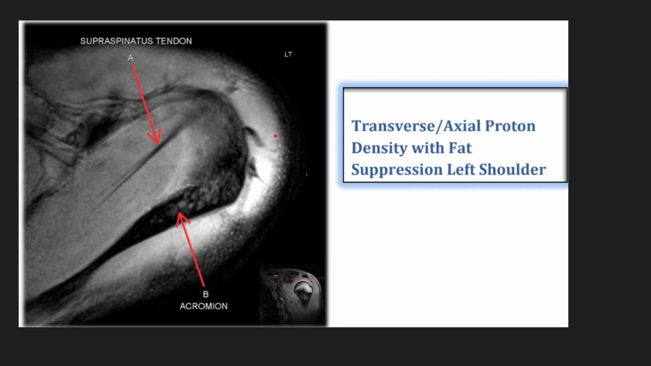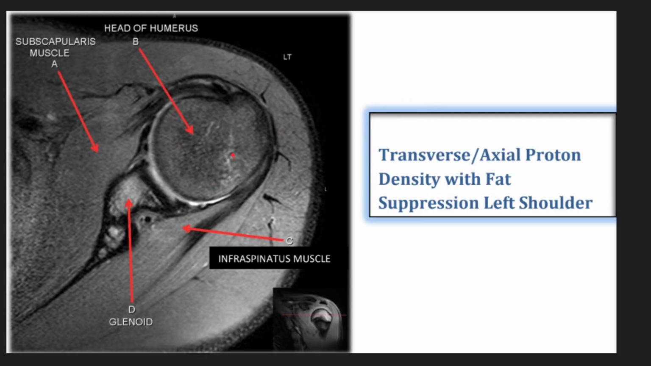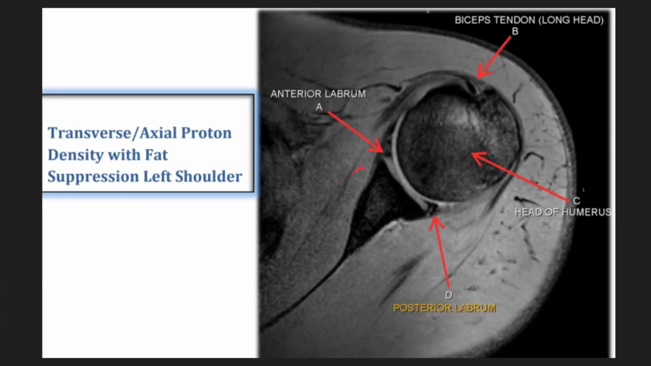Onto the shoulder you have the supraspinatus tendon, and here's the acromion there. Coracoid process, deltoid muscle here, infraspinatus tendon, supraspinatus muscle, head of the humerus, subscapularis muscle, glenoid, infraspinatus muscle, anterior labrum and posterior labrum, head of the humerus, biceps tendon.